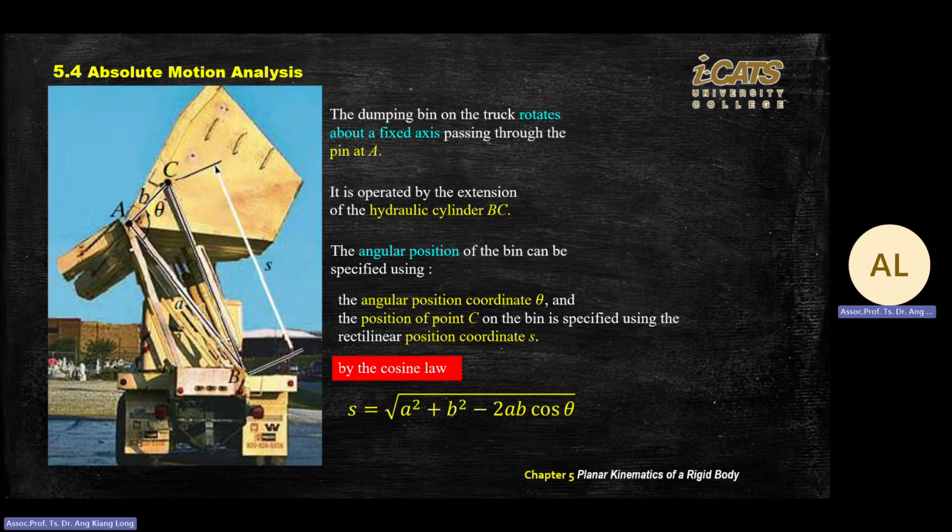We go into absolute motion analysis, copy this one. You need to recall the cosine rule, because the triangle is no longer 90 degrees. The previous example was 90 degrees, that's why you could use trigonometry rules. But if the angle is more or less than 90 degrees, you need to use the cosine rule, which is S equal to the square root of A square plus B square minus 2AB cos theta.